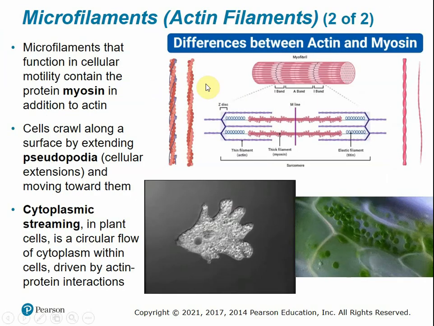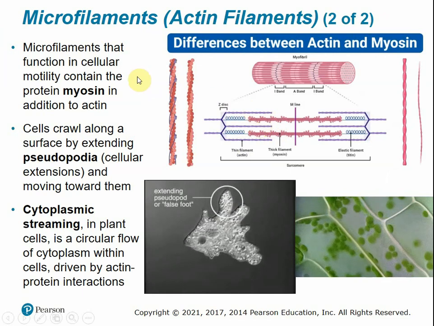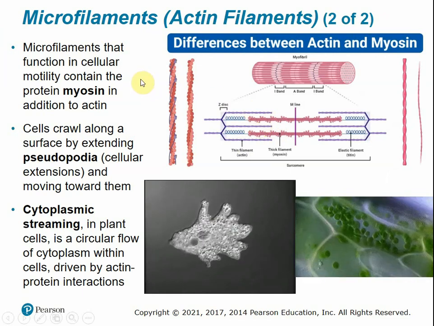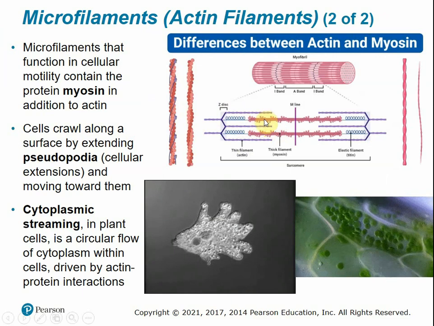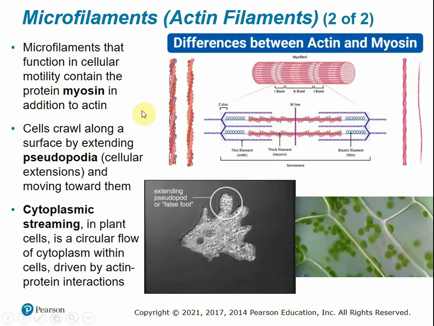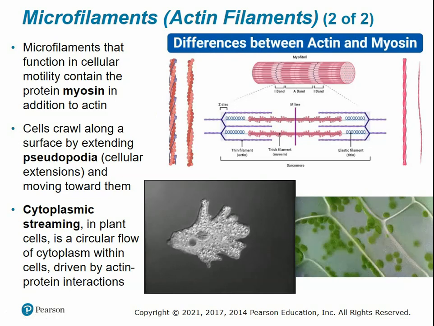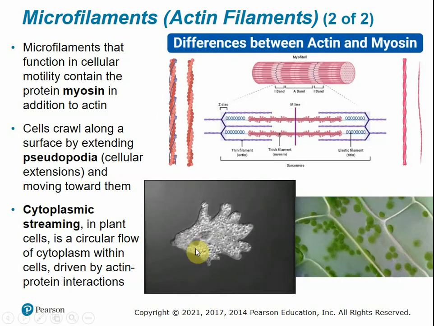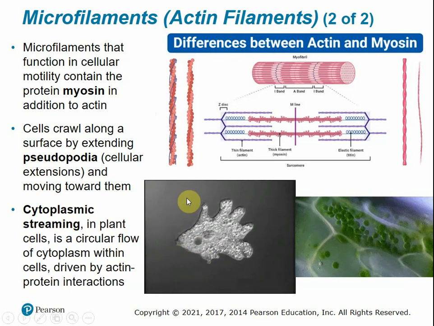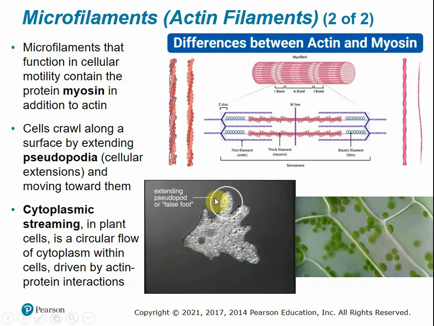Microfilaments, so things like actin and myosin in muscle cells, are going to function more in our cellular motility. So our muscle cells contain actin and myosin that contribute to muscle contraction, but it also allows other cells to have different types of movements. So like an amoeba or single-celled organism, they're able to crawl by extending their pseudopods, right, or their false foot.